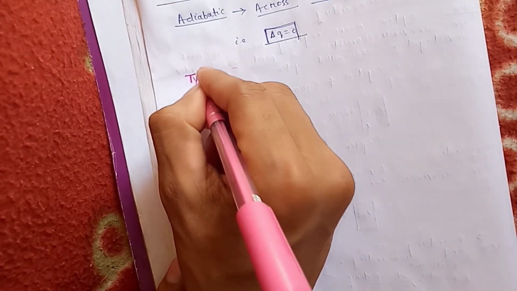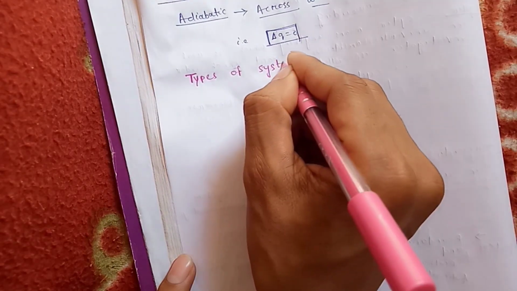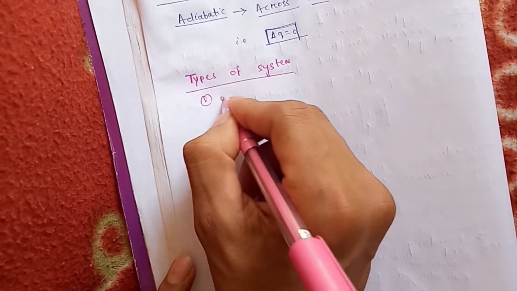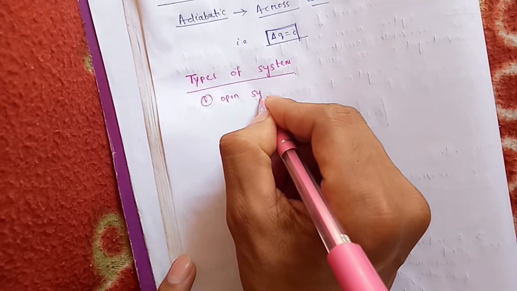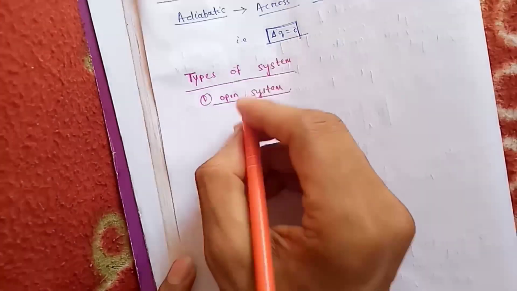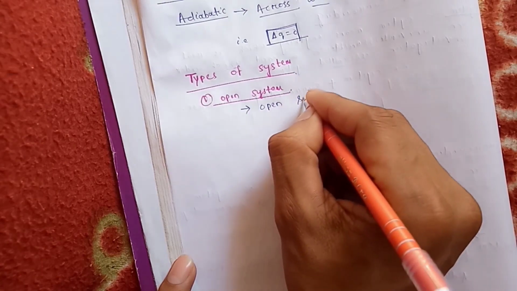Now coming to the types of the system. Generally there are 3 types of system in thermodynamics. One is open system, closed system and isolated system. The first one is open system. What is open system? Open system is the system in which both the mass and energy transfer are possible.